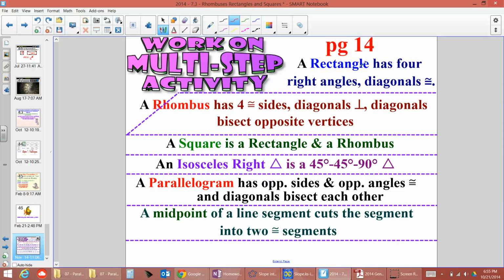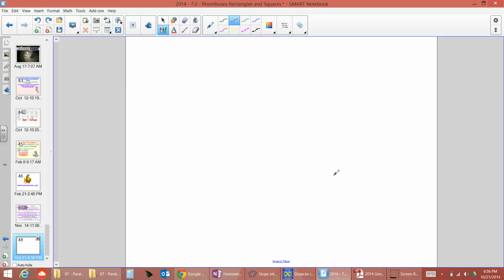All right, now the multi-step activity on page 14. Okay, these are the rules that you might want to know about this information. Midpoint creates two equal congruent segments. Parallelograms have opposite sides and opposite angles congruent, and diagonals bisect each other. Isosceles right is a 45, 45, 90. That's a special triangle. You may need that. All right, so this is all the information you need to fulfill that multi-step activity. It's a really cool activity. If you weren't in class when we did it in class, I strongly urge you come in after class. We can work on it together. It's a lot of fun. Okay, and that's it. We're done.